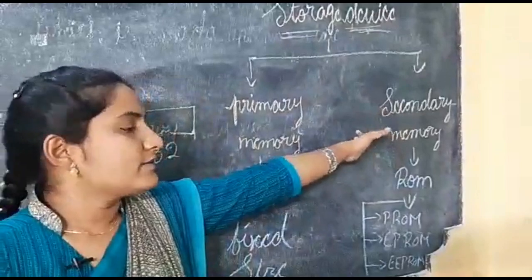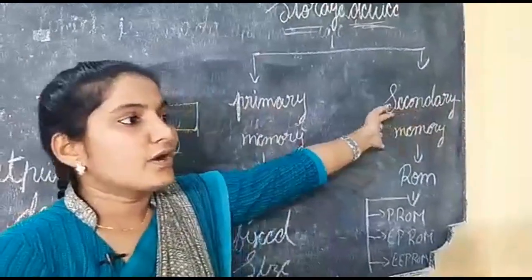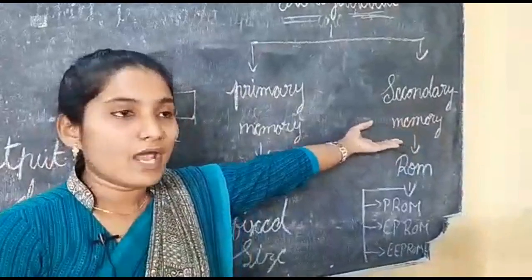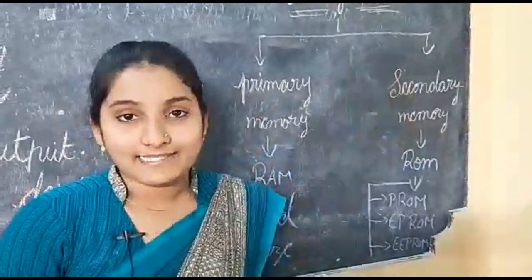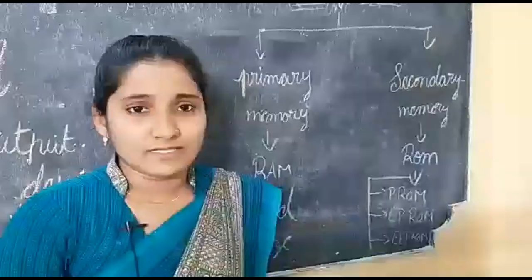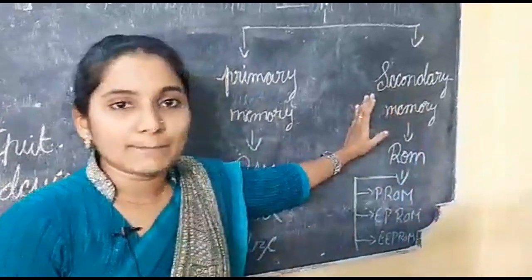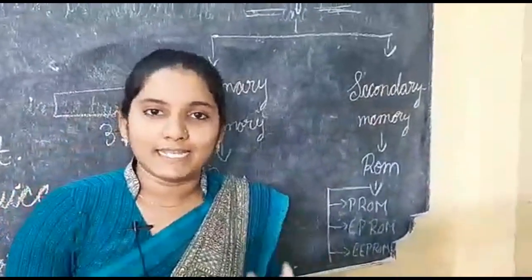Okay. Why are we using permanent memory? It stores a lot of data. It also has no fixed size. So you have to use things like a hard disk, external hard disk, pen drives, CDs, etc. We have to use this secondary memory to store computer data.